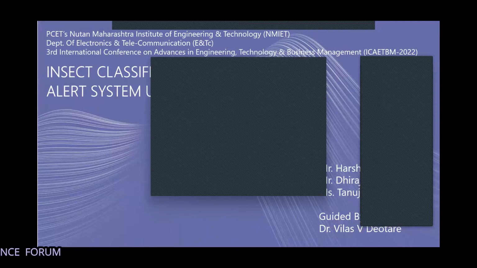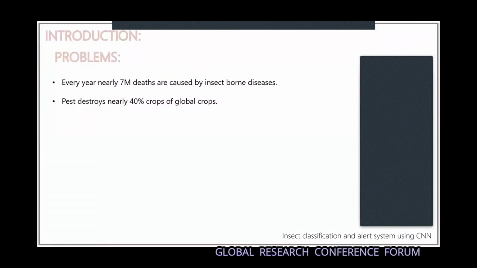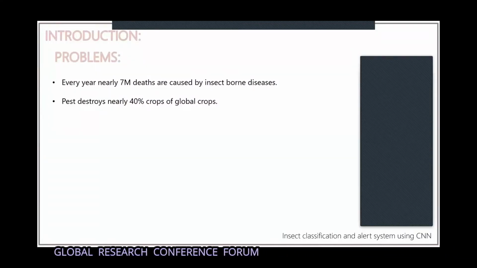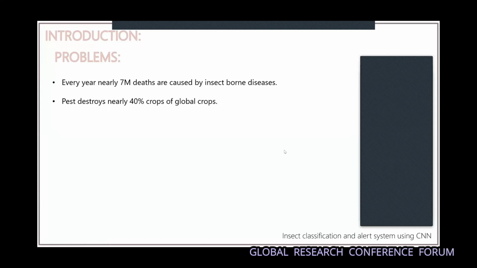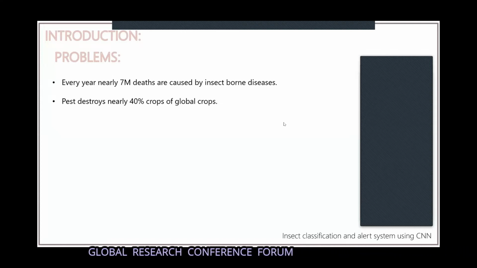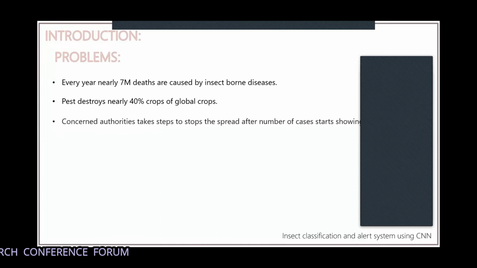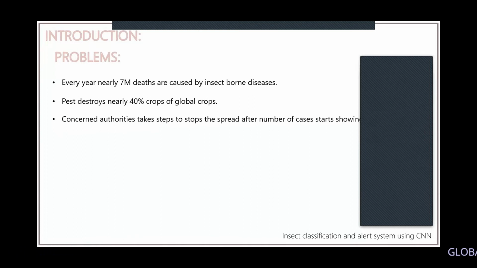Every year nearly 7 million deaths are caused by insect-borne diseases and pests, and 40% of global crops are destroyed by pests. So it is important to address this issue, and it all happens because the concerned authorities take steps to stop the spread only after a number of cases start showing up. In some agriculture cases, all the crops are destroyed until the necessary precautions are taken.